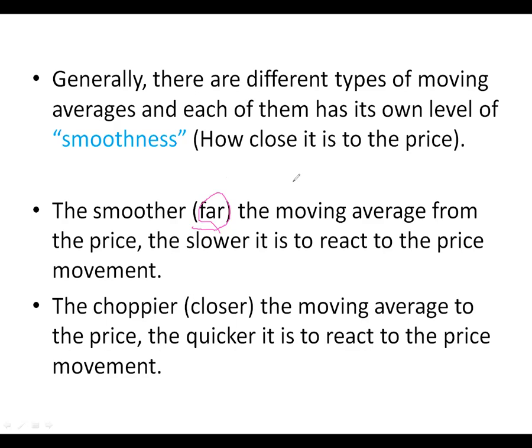So when a line on the chart, which is a moving average, is very far from the candles, what it means is that the moving average is lagging a lot, or it is very slow. But there are advantages and disadvantages as to whether it is lagging or not lagging, okay? So the smoother or the farther the moving average from the price, the slower it is to react to the price movement. We'll explain that further. Now, the choppier or closer the moving average is to the price, the quicker it is to react to the price movement. So if this is the case, which one is better?